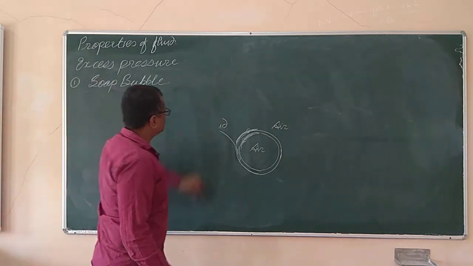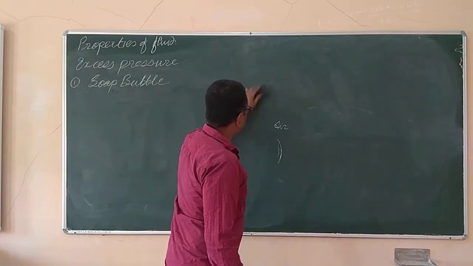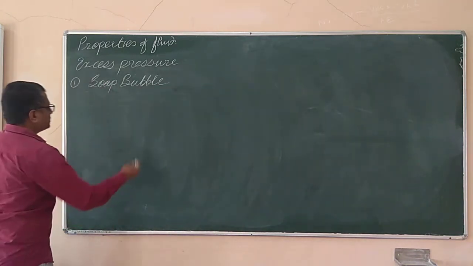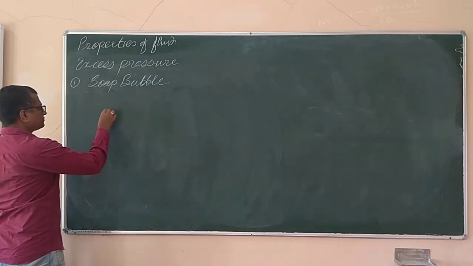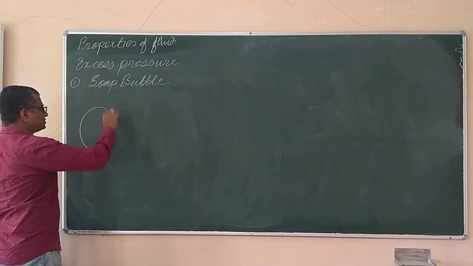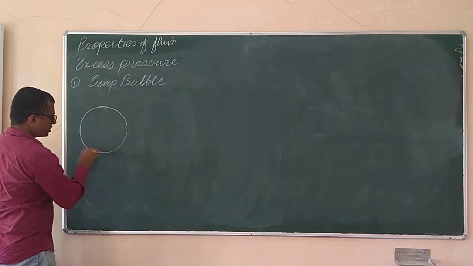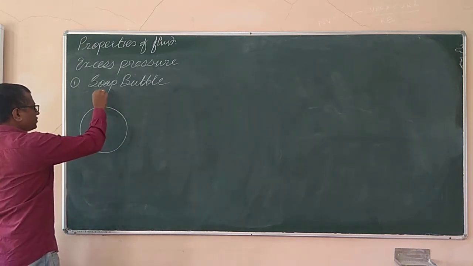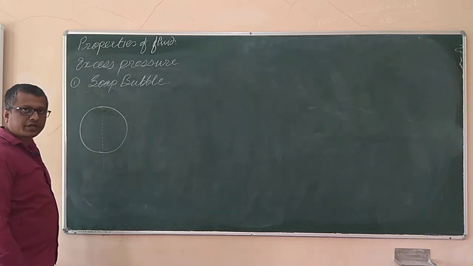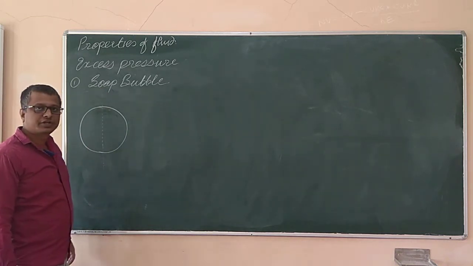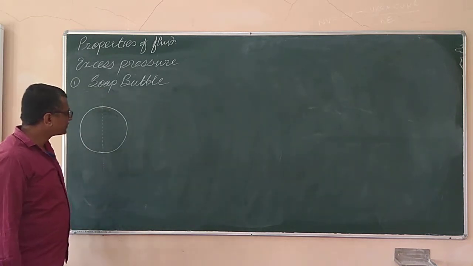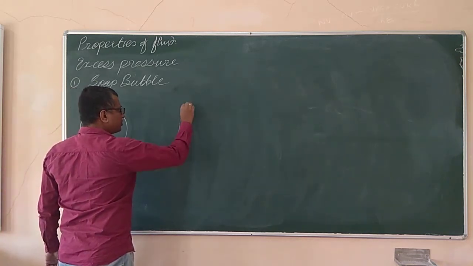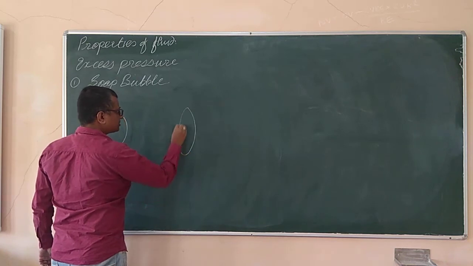The excess pressure inside a soap bubble, following the same concept. Now consider a soap bubble over here, spherical in shape. Imagine that we are going to cut it along a cutting plane which passes through the center point of that spherical soap bubble. After cutting it into two parts, we will get two hemispheres like this.